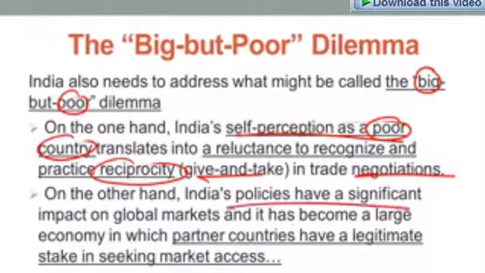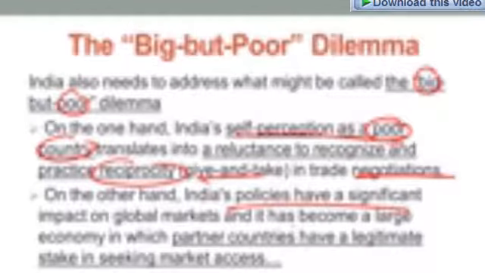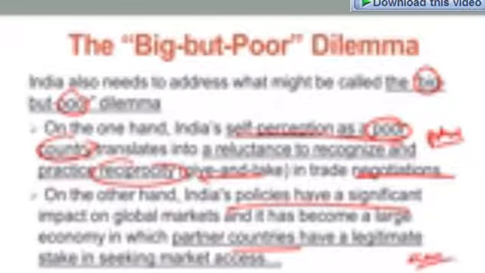Now India's policies have a significant impact. Our partners want access to a market because we are one of the largest growing economies. So because of that, they want access. If we can get protection, that is the take part. We also have to give access, that is the give part.